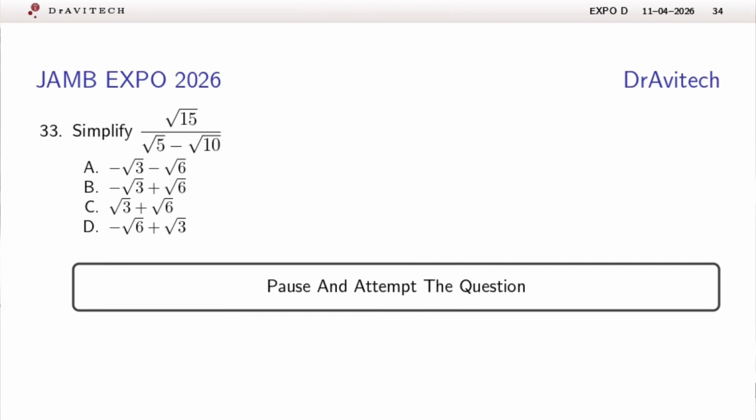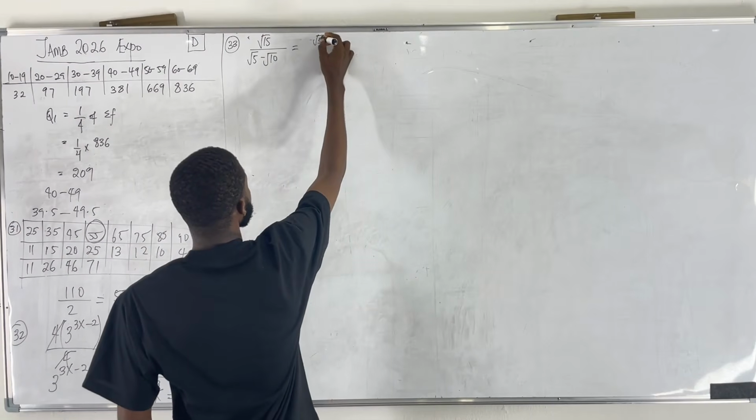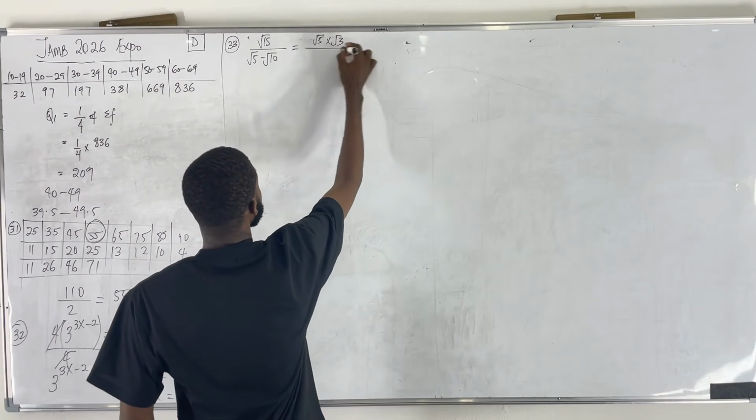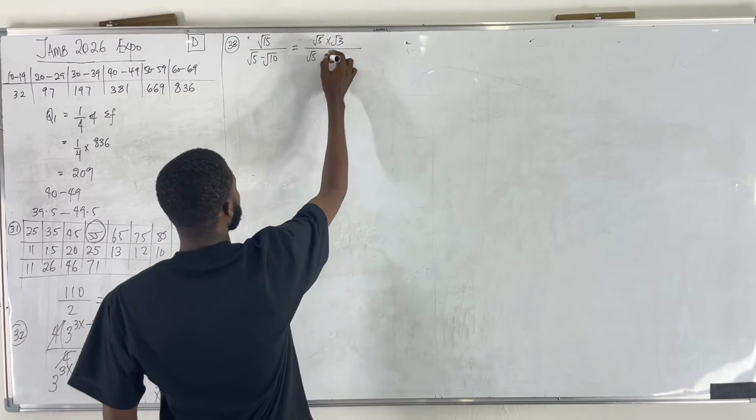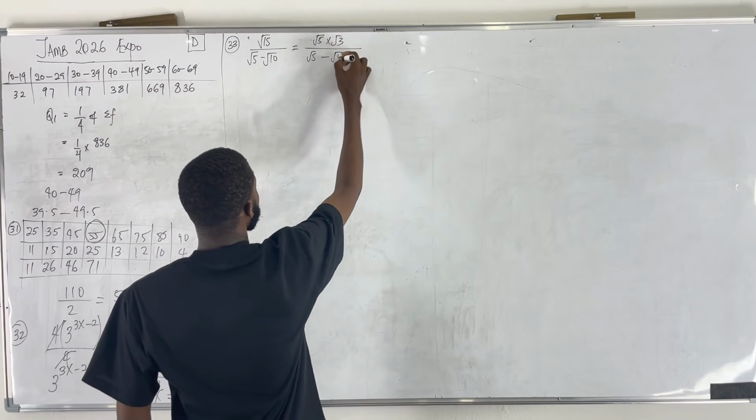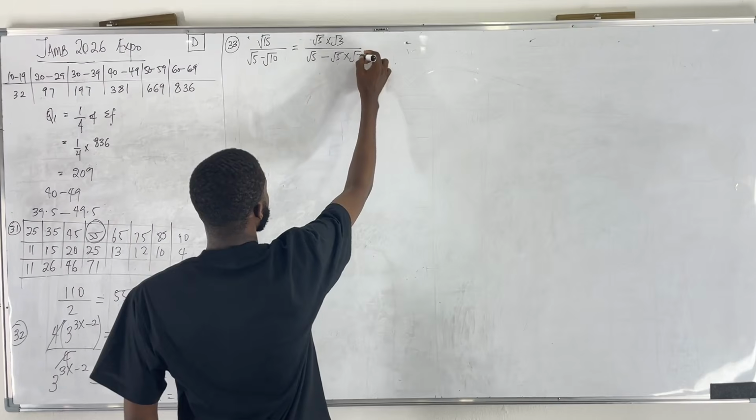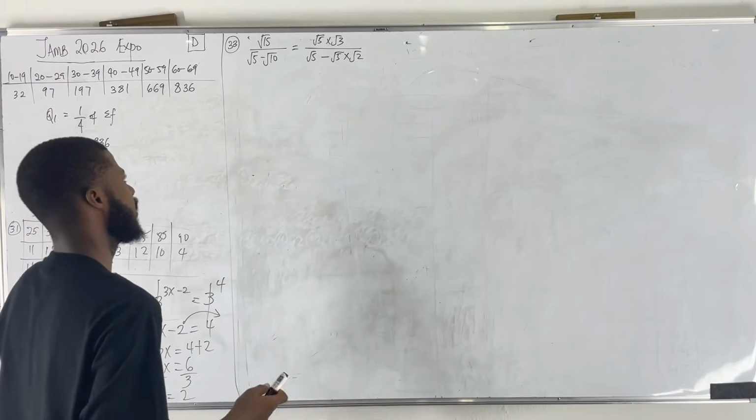You have to simplify the square root of 15 divided by the square root of 5 minus the square root of 10. Now see what I will do. Since I'm trying to hurry up a little bit, see what I will do. This square root of 15 is actually square root of 5 times square root of 3. Then minus square root of 5 minus square root of 10 is square root of 5 times square root of 2, because 5 times 2 is 10.